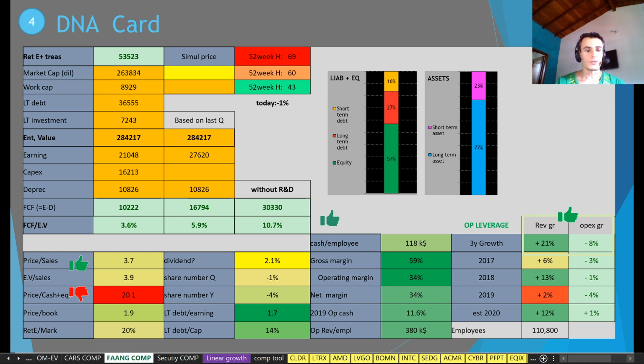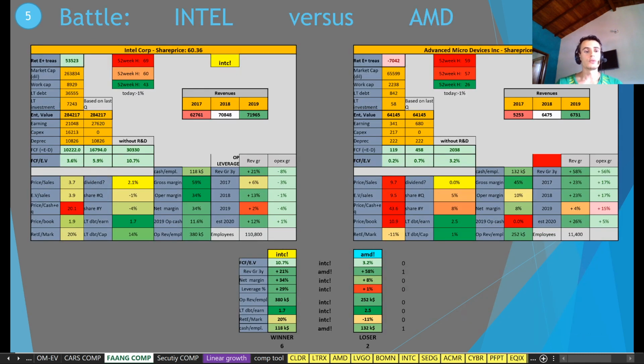Okay, I just put this one. Now let's do the battle. So I just compare Intel and AMD. I do the same exercise for the ID card, DNA card of AMD. And then after I just put face to face the main metrics that I want to compare, and give a 1 if the company is winning, and a 0 if the company is losing. Then I make the sum and give you the winner and the loser. But basically, Intel actually here is the winner.